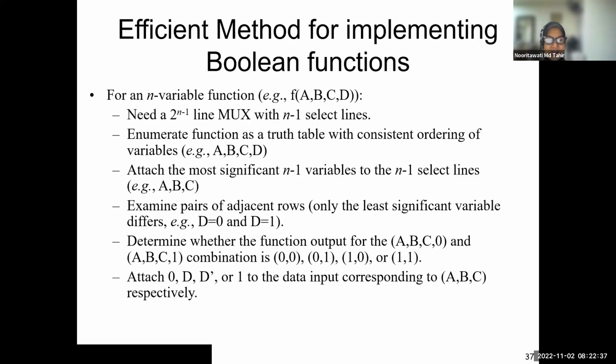Okay, and then the third one, attach the most significant n minus 1 variables to the n minus 1 select lines. And then dia punya least significant variable tu dalam case yang kita tengok tadi adalah Z. Itu you tengok nanti kesesuaian outputnya and set the input of your multiplexer so that it corresponds to your output that you require. Okay, and then seterusnya that is how the implementation is done.